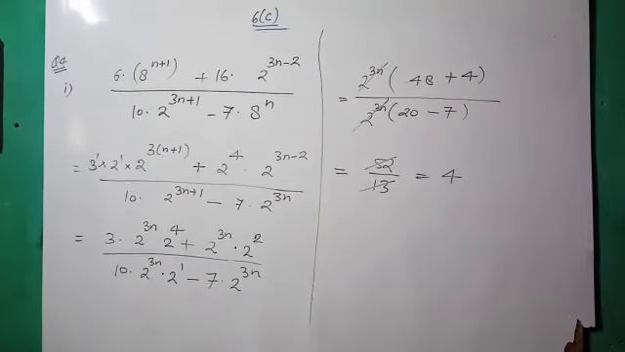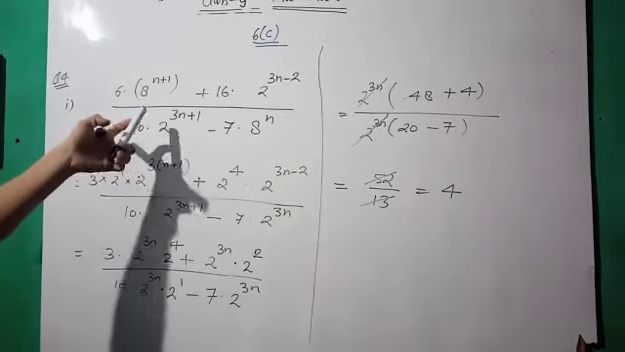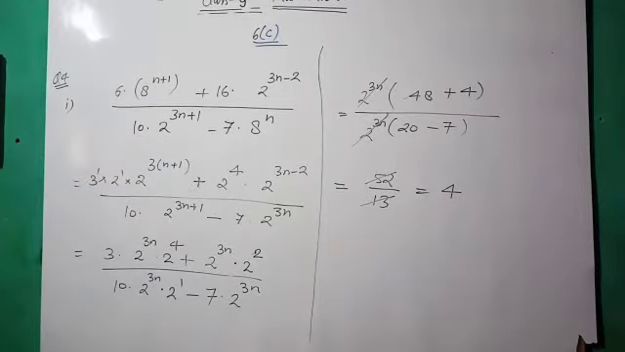Okay, now question number 5. In question number 5, you have to change all the powers in terms of 7, because 7 is the least number. You just have to change the powers into the least number. If you have 8, then 8 is a multiple of 2, so you have to convert 8 in terms of 2.